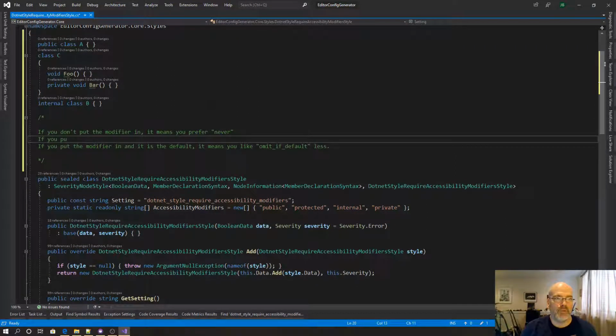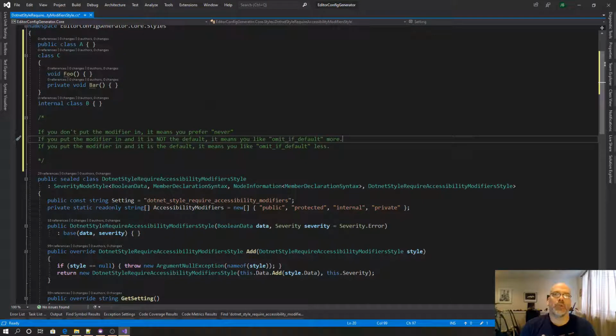If you put the modifier in, and it is not the default, it means you like, for some version of like, omit if default more. We really can't tell. All we can say is that if you put it in, it means you want to use a modifier, but you potentially, so we need cases.